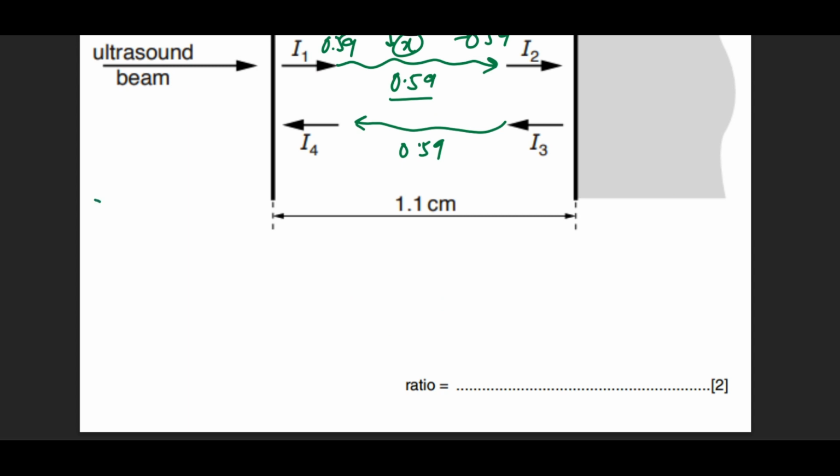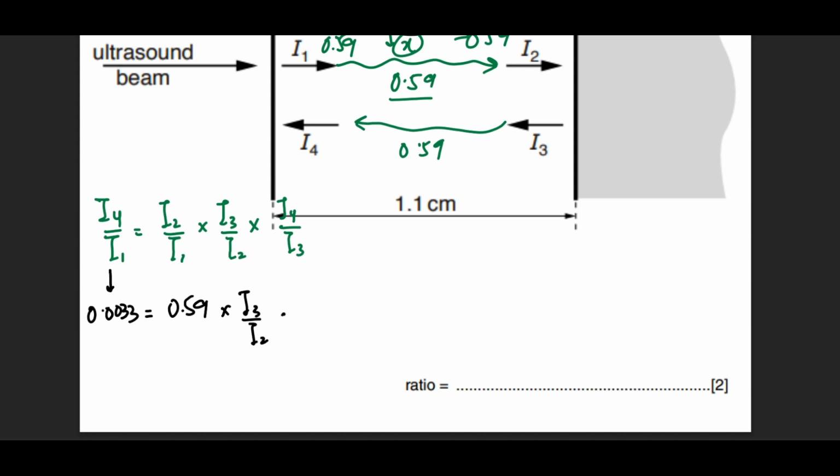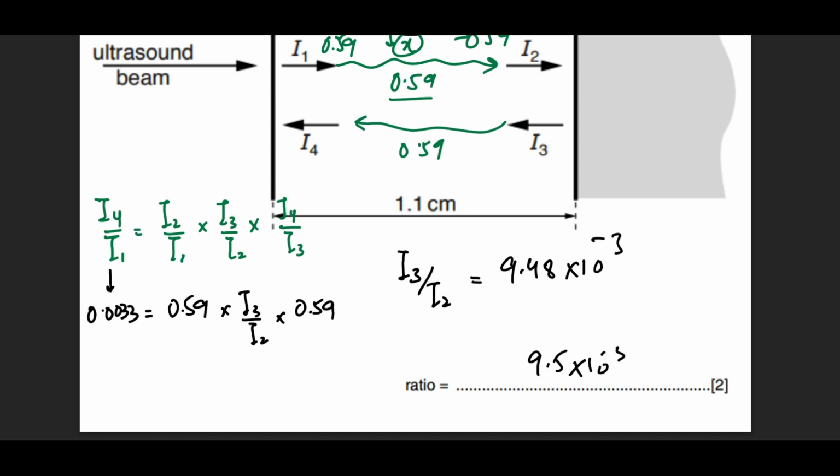Simply put, this is I4 by I1 equals I2 by I1 multiplied by I3 by I2 multiplied by I4 by I3. This is 0.0033. This is 0.59. This is what we want to find out. This is also 0.59. And when you substitute everything and you eventually find out I3 by I2, you get the answer as 9.48 into 10 to the power minus 3, which will be 9.5 into 10 to the power minus 3.